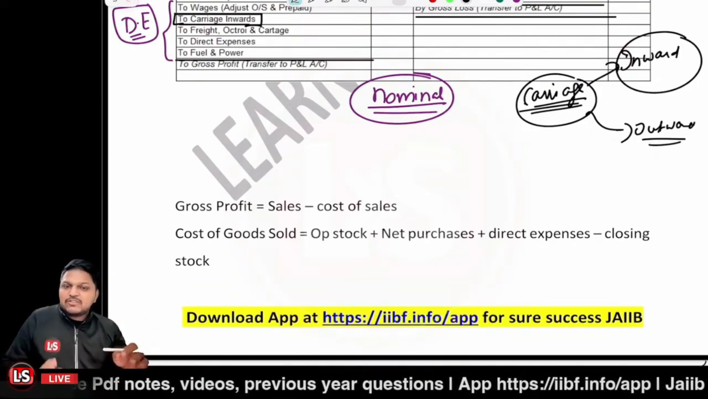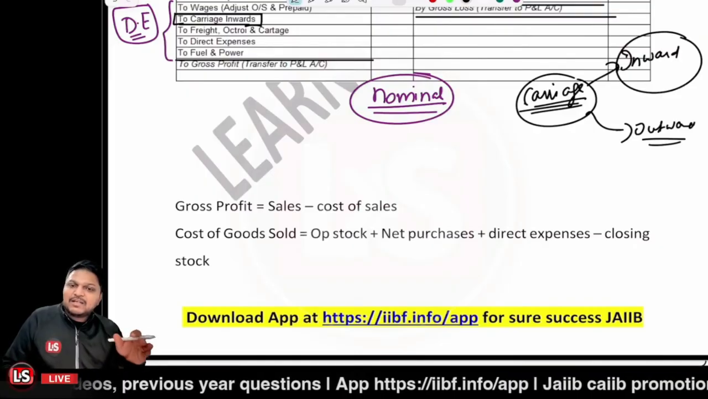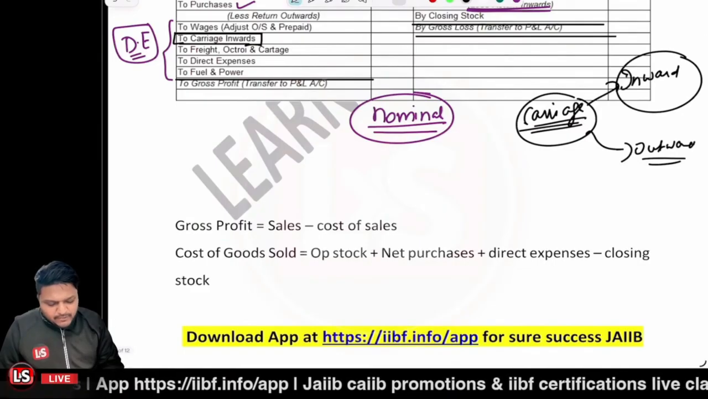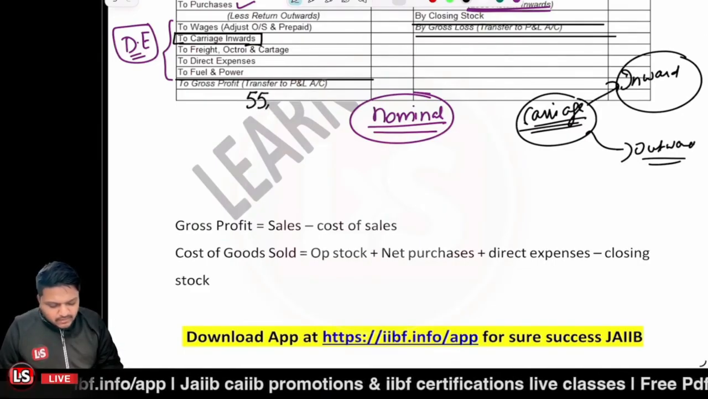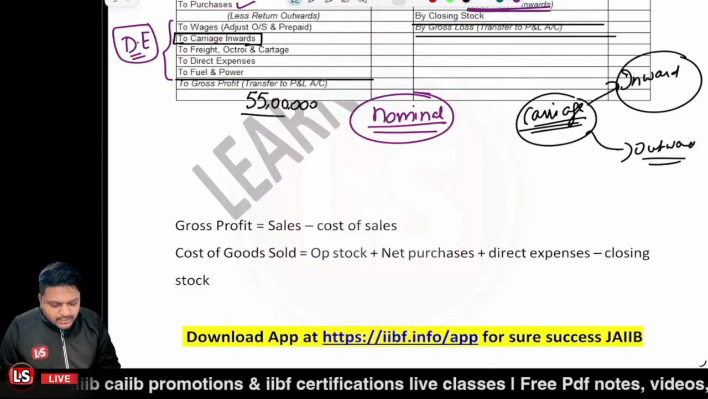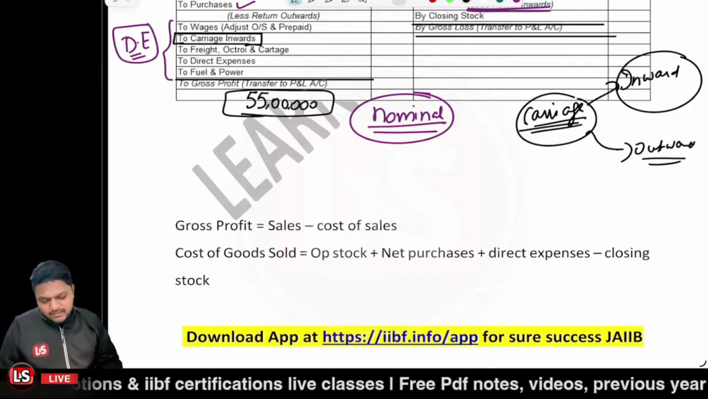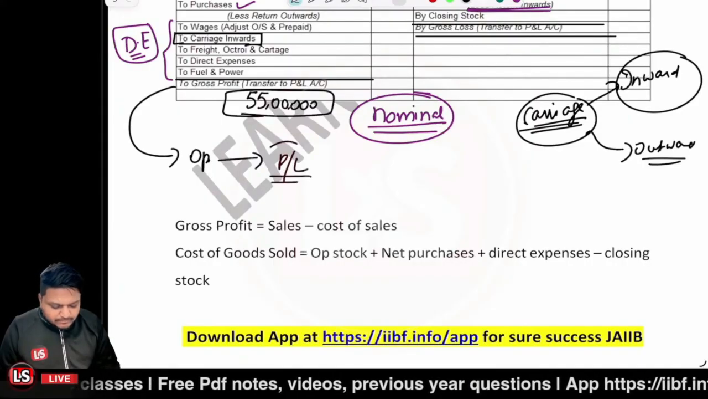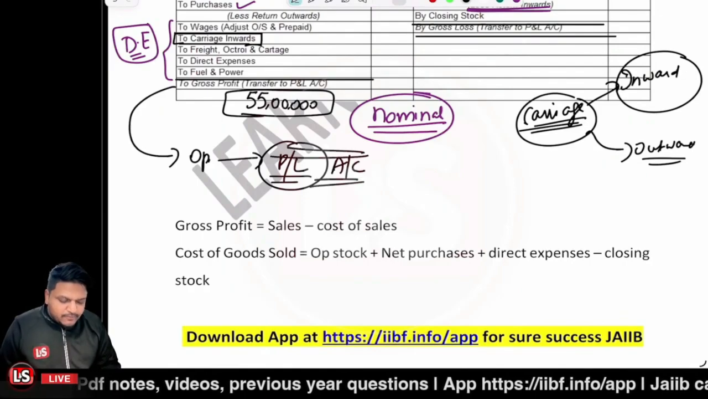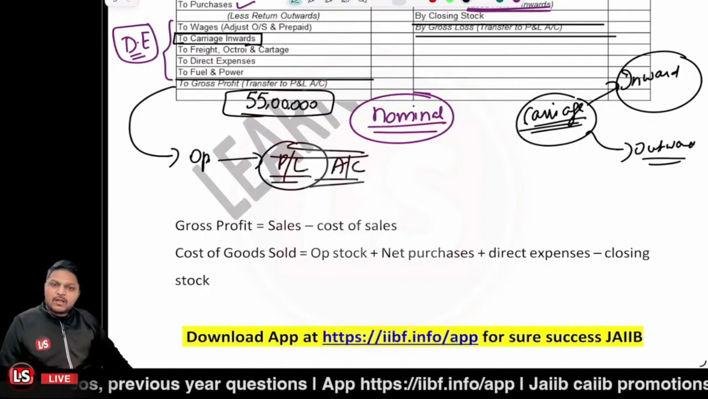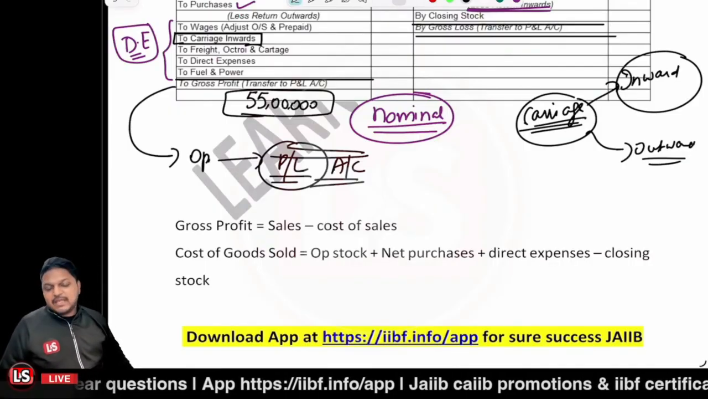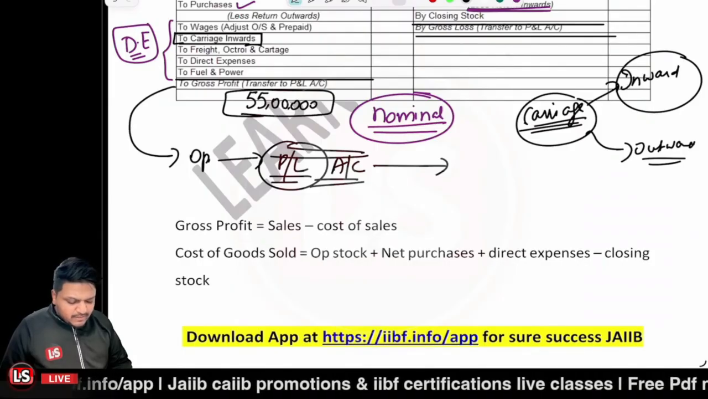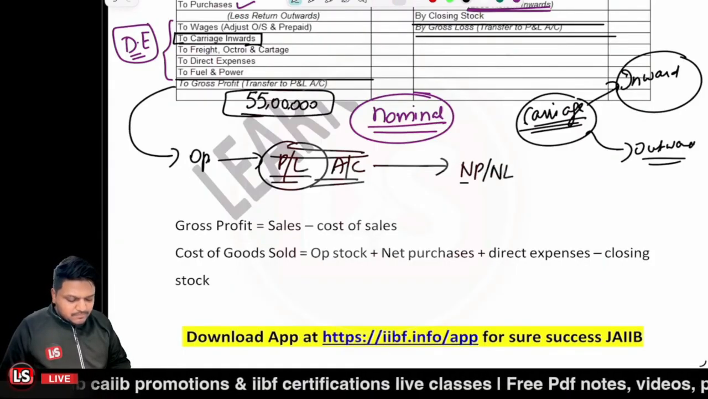If there is gross profit, it is on the debit side. If there is gross loss, that is on the credit side, right? Let's say there is a gross profit of 55 lakh. That will be the opening balance of the profit and loss account. So the first step is the trading account, and after that the P&L account, right? And from the P&L account, we calculate the net profit or net loss, right?